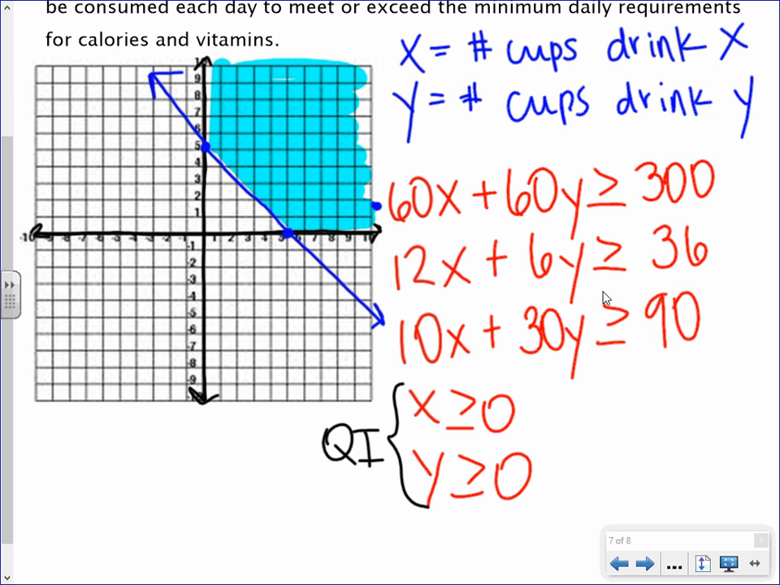All right, now we'll do this one in green. Okay? If we plug a 0 in for x, what is our y-intercept? 6y equals 36. Y equals 6. And if we plug a 0 in for y, we have 12x equals 36. What's our x-intercept? 3. Isn't that way nicer to graph than putting it in slope-intercept form?